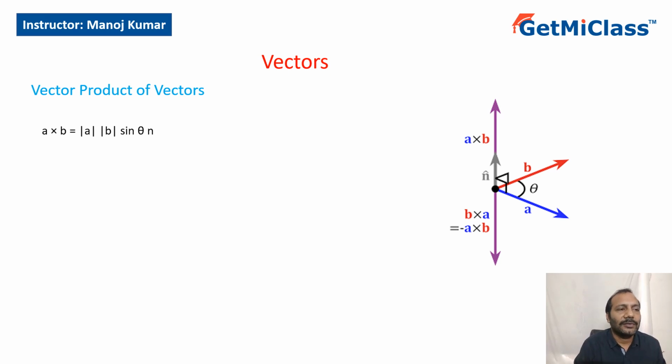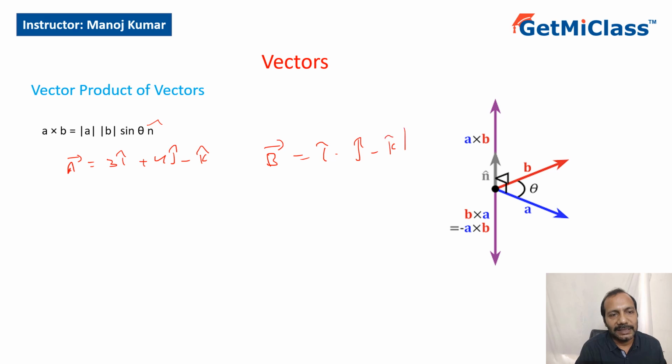Then how do we find the vector product of two vectors? If it is given in the form of magnitudes A and B and sine theta is known, we use this formula. If they're given in ijk form, let's say I have vector A given by 3i plus 4j minus k, and vector B given by i minus j minus k, something like this. Now A cross B can be written as a determinant with rows i, j, k, then the coefficients of A: 3, 4, minus 1, and the coefficients of ijk in B: 1, minus 1, minus 1.